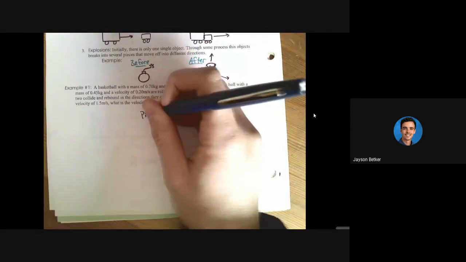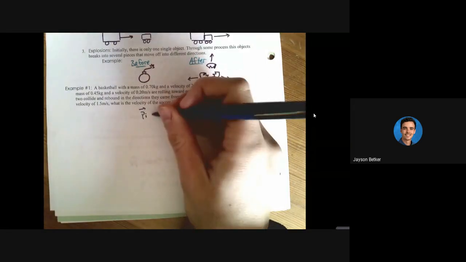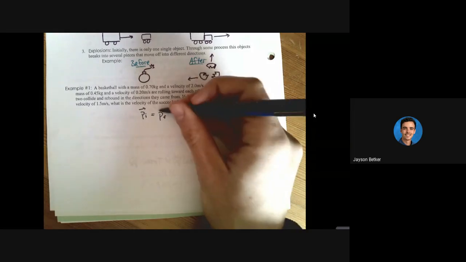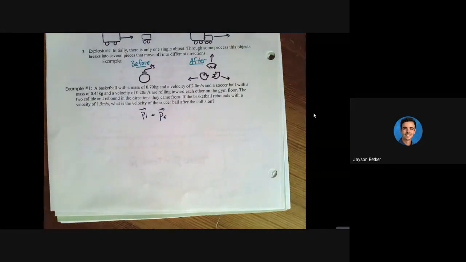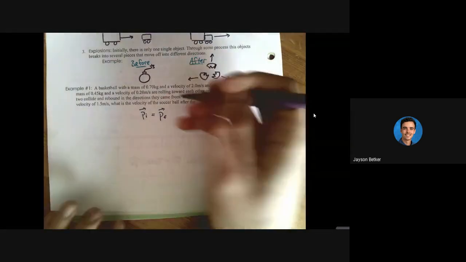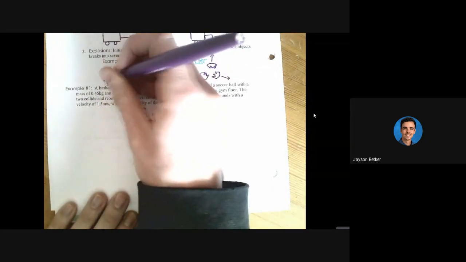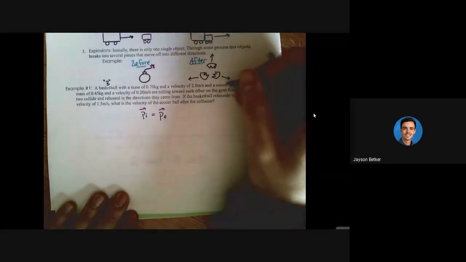So our main formula that we're going to use for problems like this is that the initial momentum is going to be equal to the final momentum. I'm going to use I's and F's now. I'm going to use a subscript of B for the basketball, and I'm going to use a subscript of S for the soccer ball.